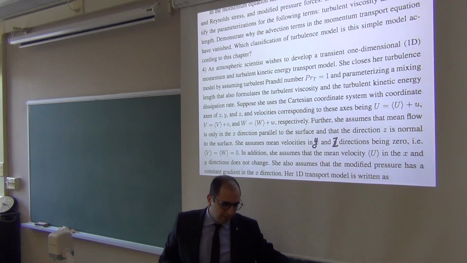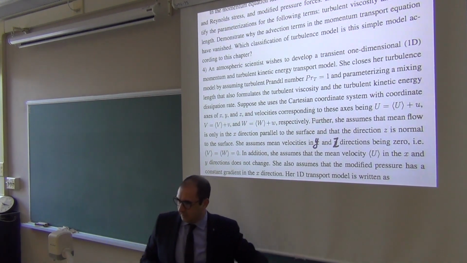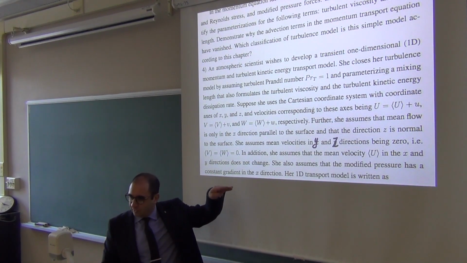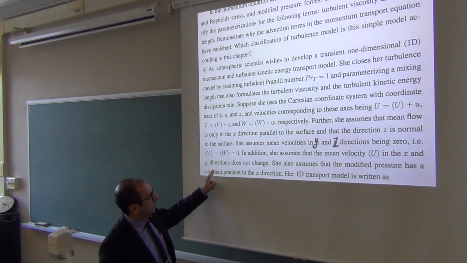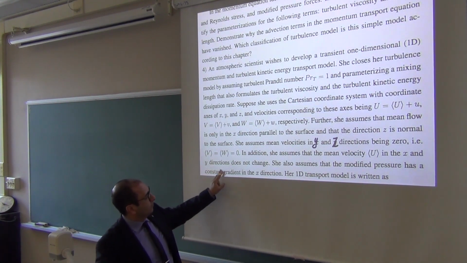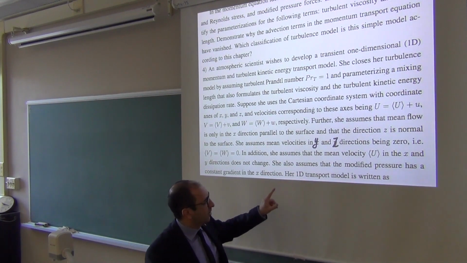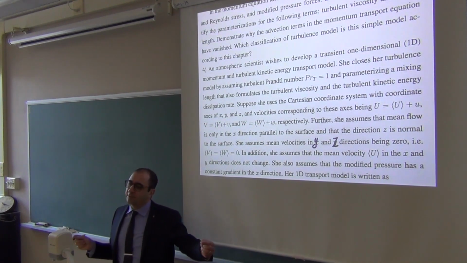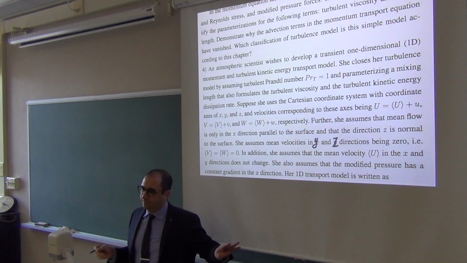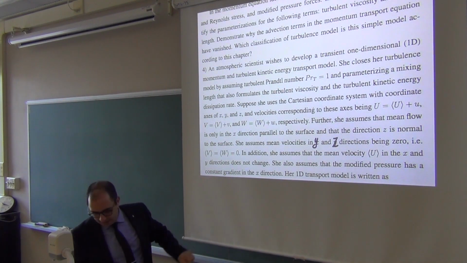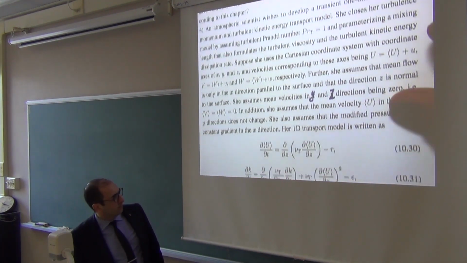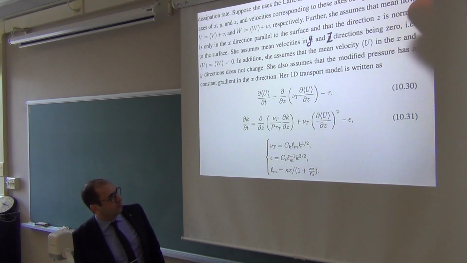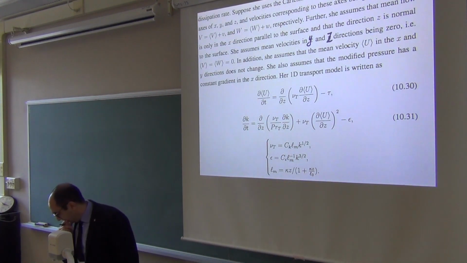This flow is going this way. U is the same as here, as here, as here. And the same as here, as here, as here. So horizontally homogeneous. But if you move away from the surface, u may change. Also, she assumes that the modified pressure has a constant gradient in the x direction. Remember, for wall flows, it was the pressure gradient that drove the flow. So there is a horizontal pressure gradient. And then this is the equation that she comes up with. So this is the closed form of the turbulence model, and we want to derive this.